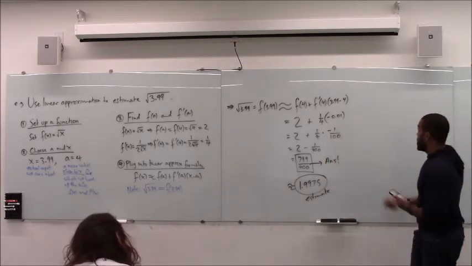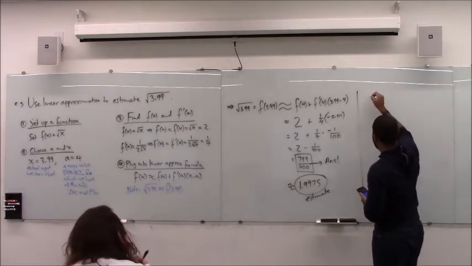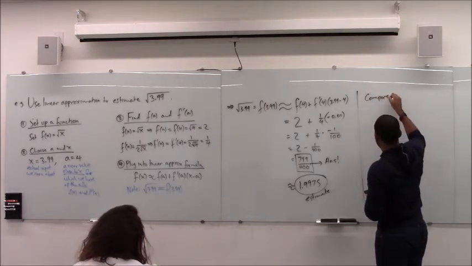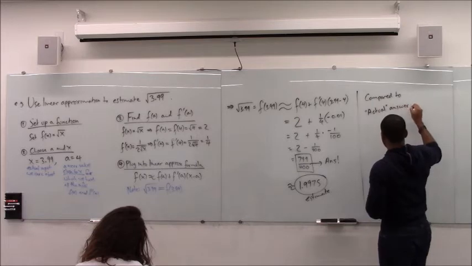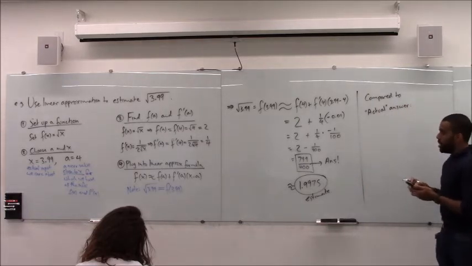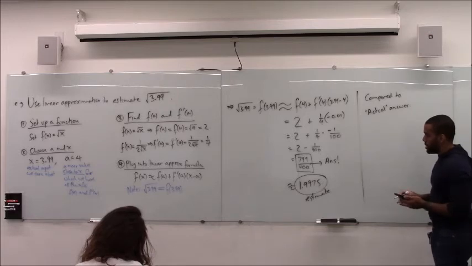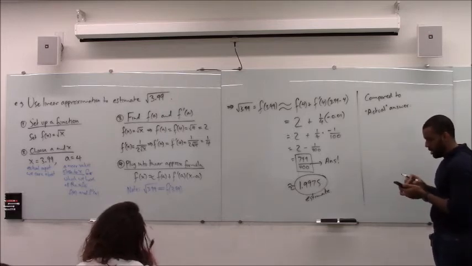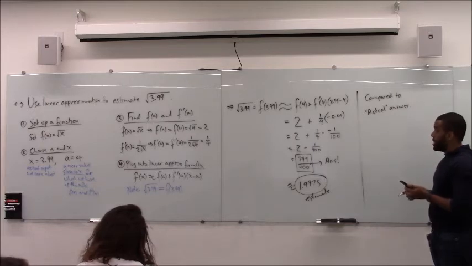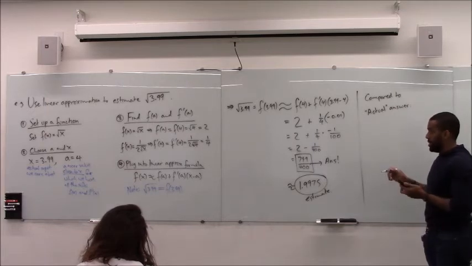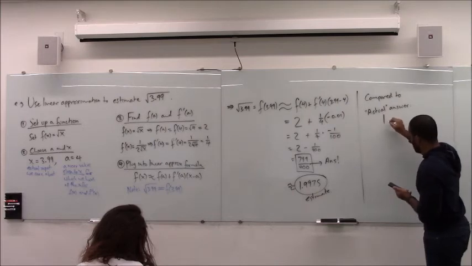But just for comparison's sake, let's look at the actual answer. So we did this by hand, nothing up my sleeves, I just got that estimation. Let's see how close we actually are. If I actually type into my calculator the square root of 3.99, the actual answer is, ready? 1.9.